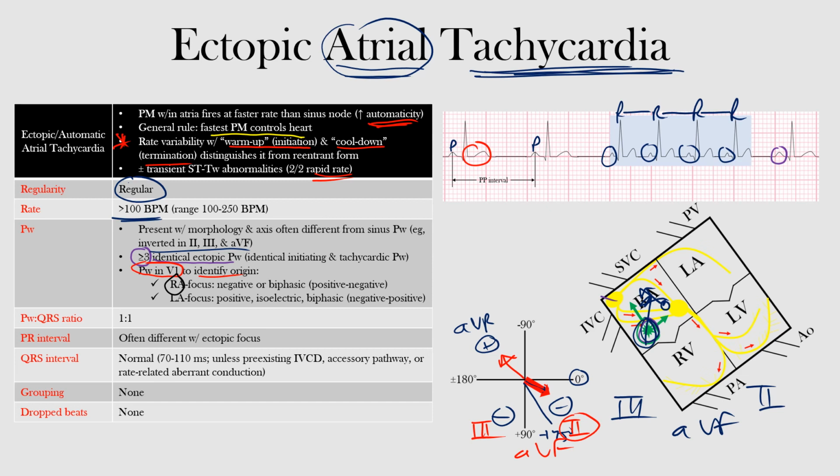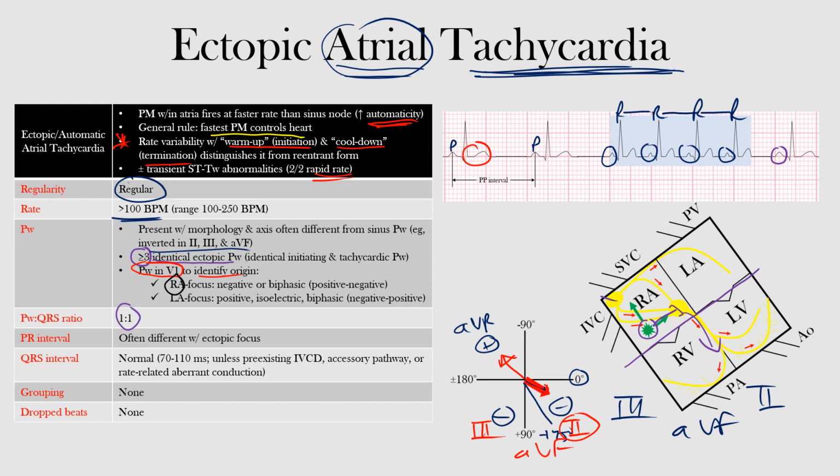Now, we talked about the P waves in V1, how they can identify the origin, okay? A right atrial focus will be negative or biphasic, positive-negative, okay? Or a left atrial focus will be positive in V1, isoelectric in V1, or if it's biphasic in V1, it'll be negative and positive, okay? There's that one-to-one relationship between the QRS and the P waves. Remember, even though we're originating here, it's getting to our AV node. We're still getting a P wave because the atria are depolarizing, and it's getting down to the ventricles. So we have that one-to-one AV nodal conduction.